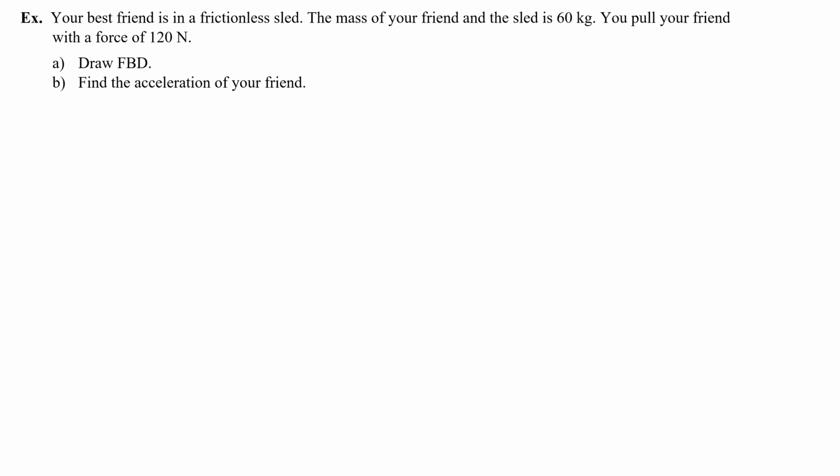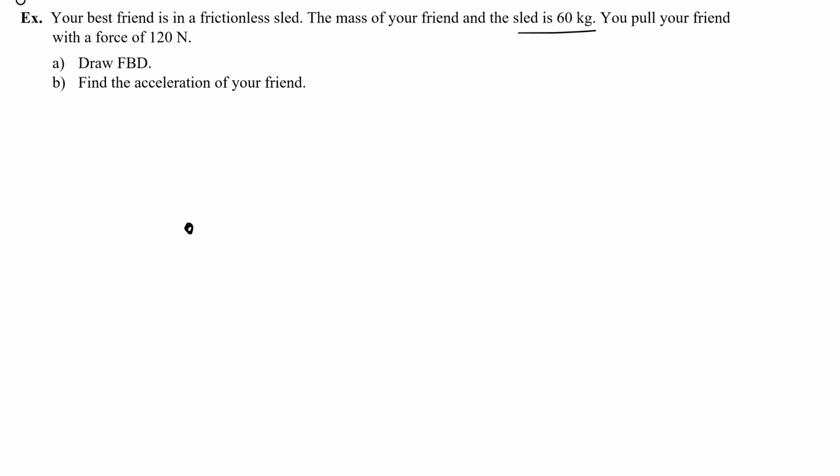Okay, now let's do some left to right problems. Your best friend is in a frictionless sled. The mass of your friend and the sled is 60 kilograms. You pull your friend with a force of 120 newtons. Draw a free body diagram, then find the acceleration of your friend.